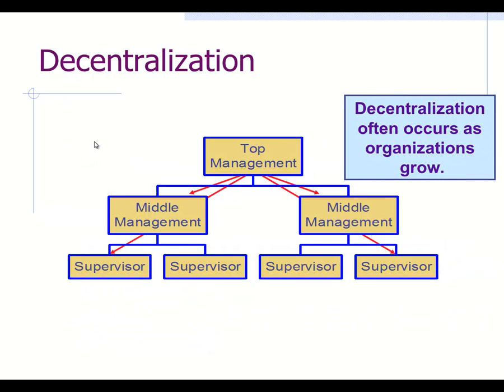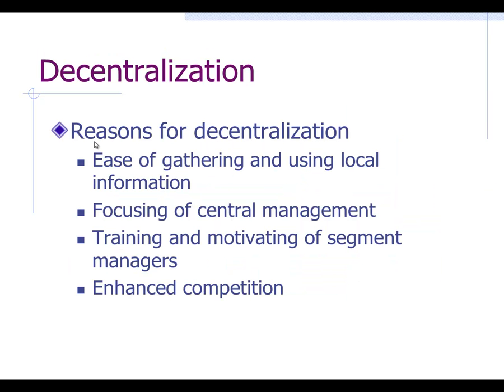This is just a chart that kind of shows you how this is going to work. You have top management, they're going to push decisions down to middle, even down to the supervisor level, local level. Those people are also going to be able to make some decisions. Reasons for decentralization: ease of gathering and using local information. Obviously, the quality of decisions is affected by the quality of information available. So if you have a really, really large company, as the company grows in size, people at the local level are going to be the best people to make decisions locally.